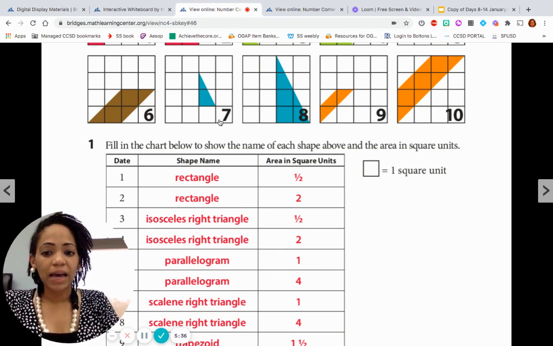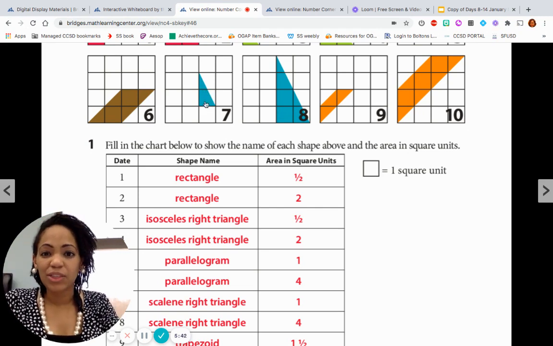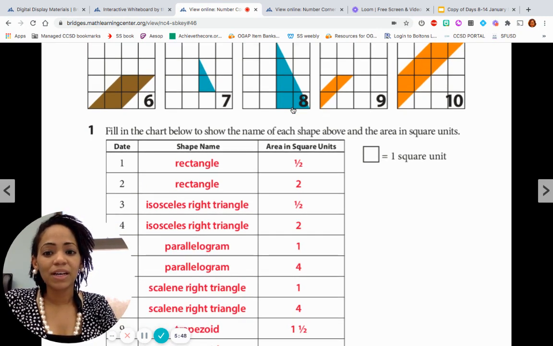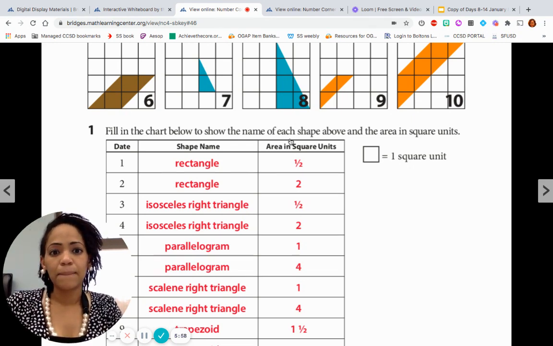Right, next we have our scalene triangles. This one had an area of 1, so we had like 3/4 plus a fourth kind of. And then this one has an area of 4. So we went from 1 to 4. Scalene means that all sides have a different side length. That's what scalene means, okay?